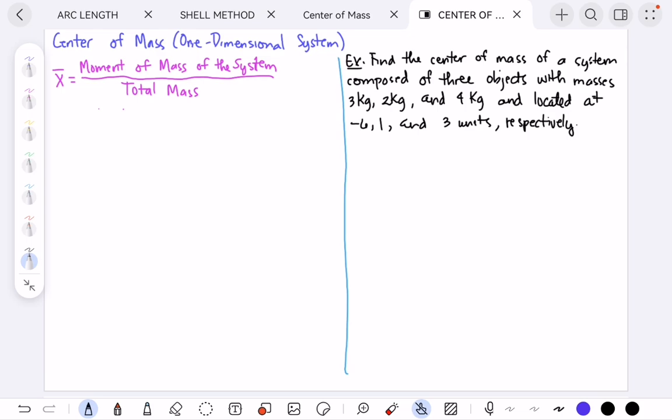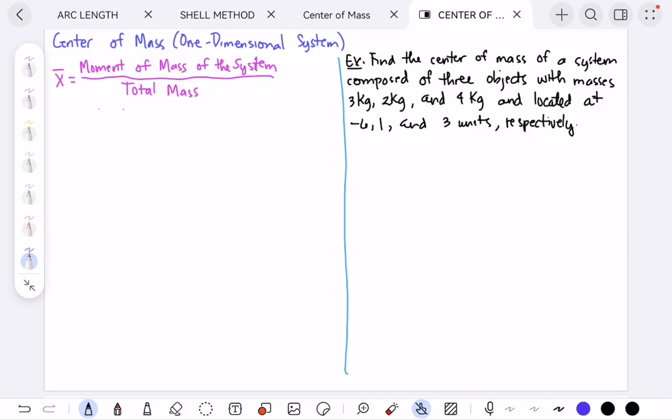Hello. In this video, we'll be looking at examples of center of mass in a one-dimensional system. So let's recall first the formula for the center of mass. It's equal to the moment of mass of the system divided by the total mass.